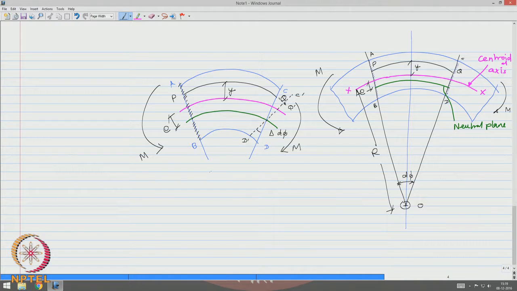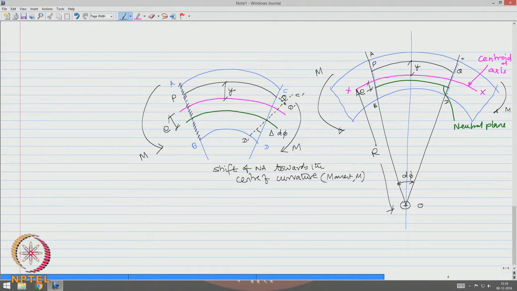So, I can say now there is a shift of the neutral axis towards the center of curvature on application of moment m.